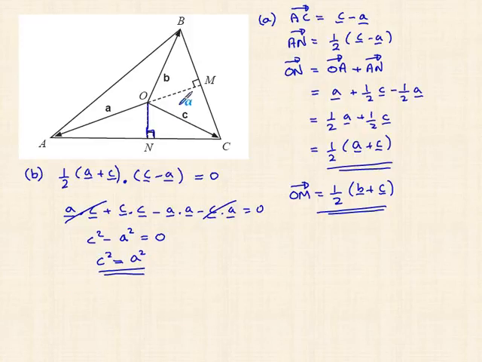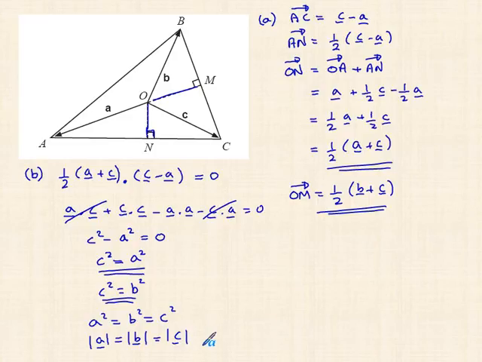And then similarly, using these sides, we would get that C squared is equal to B squared. It follows that A squared is equal to B squared is equal to C squared, and therefore mod A is equal to mod B is equal to mod C.